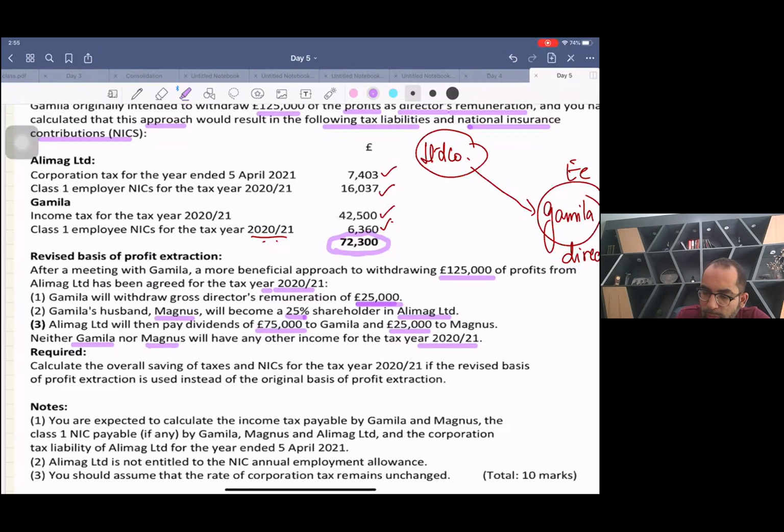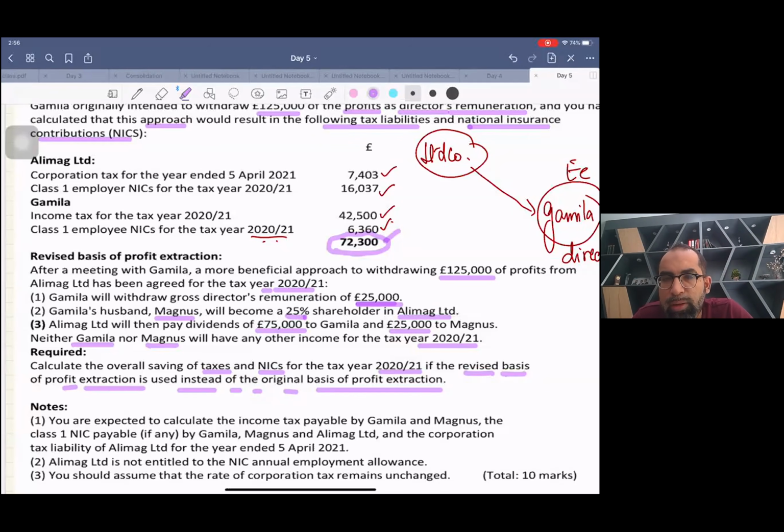Now, calculate the overall savings of taxes and NICs for the tax year 2021 if the revised basis of profit extraction is used instead of the original basis of profit extraction. You need to check the total net saving. Use your brain, go slow. The existing package was 72,300. Don't forget that. The revised package you need to calculate, and compare it with the existing package so that you can understand the difference.